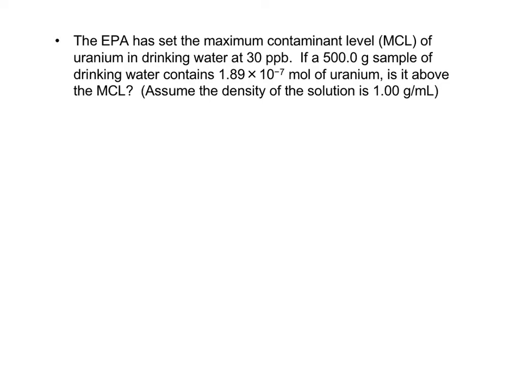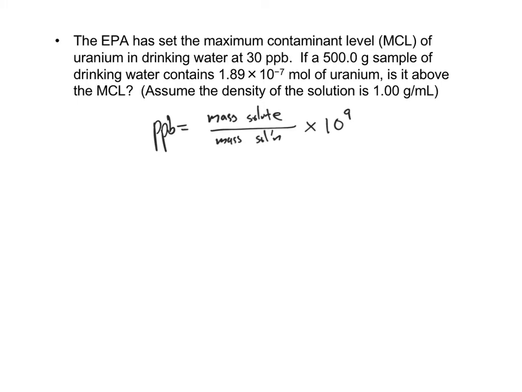Alright, so in thinking about this problem, let's write down the formula for parts per billion. So parts per billion is the mass of the solute divided by the mass of the solution, abbreviated soln. That's a common abbreviation that people use for solution because chemists are lazy and we like to find shortcuts. And then the multiplication factor is 10 to the 9th.